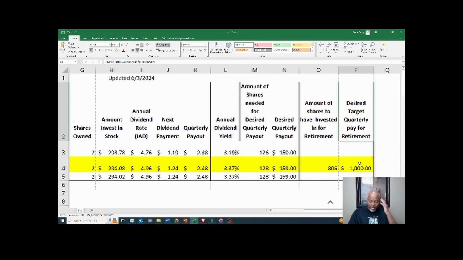You can figure out a percentage. I don't want to sit up here and go through all that. I figured 250. Usually I'm high. That's much higher than how much taxes will be coming out of that paycheck. The extra is just good enough for me. I'll take it. Getting back to column O, the amount of shares to have invested in for retirement would be 806 shares. So I would have to have 806 shares, have equity in Johnson & Johnson shares, to get that $1,000 every quarter.